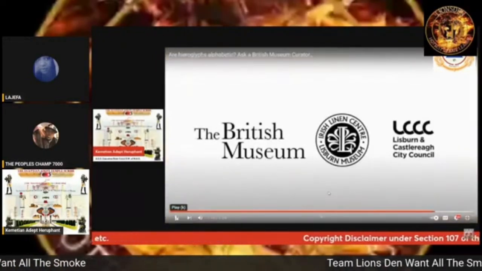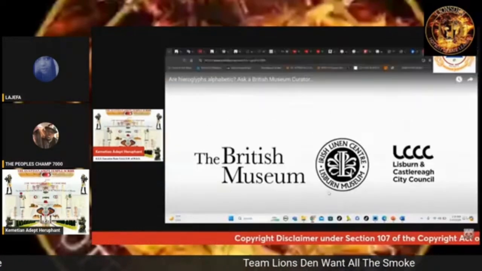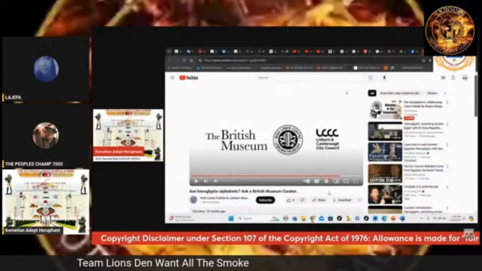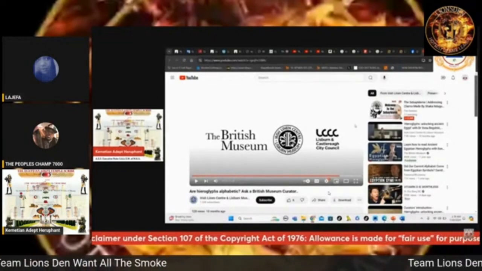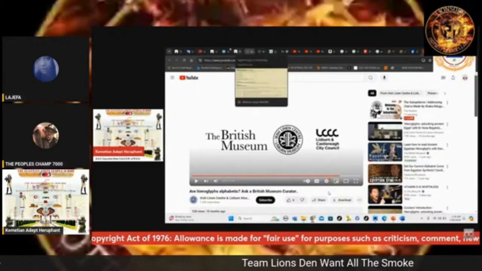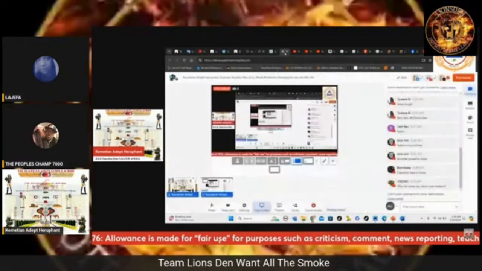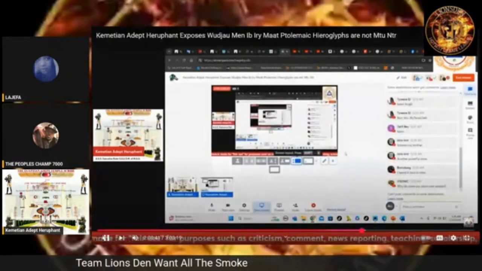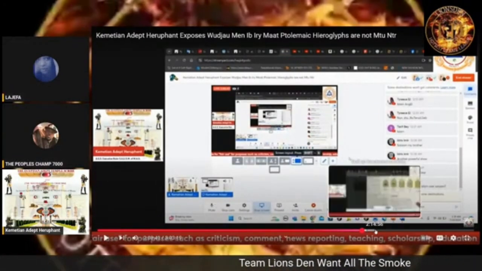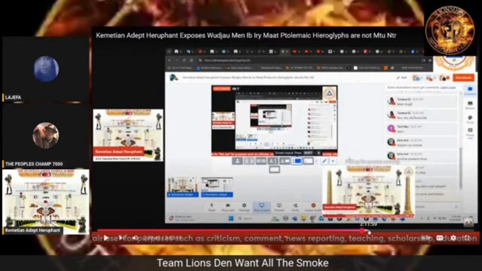So everybody that's dealing with Kemet, people don't agree that these particular measures are a hieroglyphic alphabet. That's the British Museum. And that ain't even dealing with what I done. That was the British Museum. She said it was a hybrid script. You see what I'm saying? Now watch this book right here.